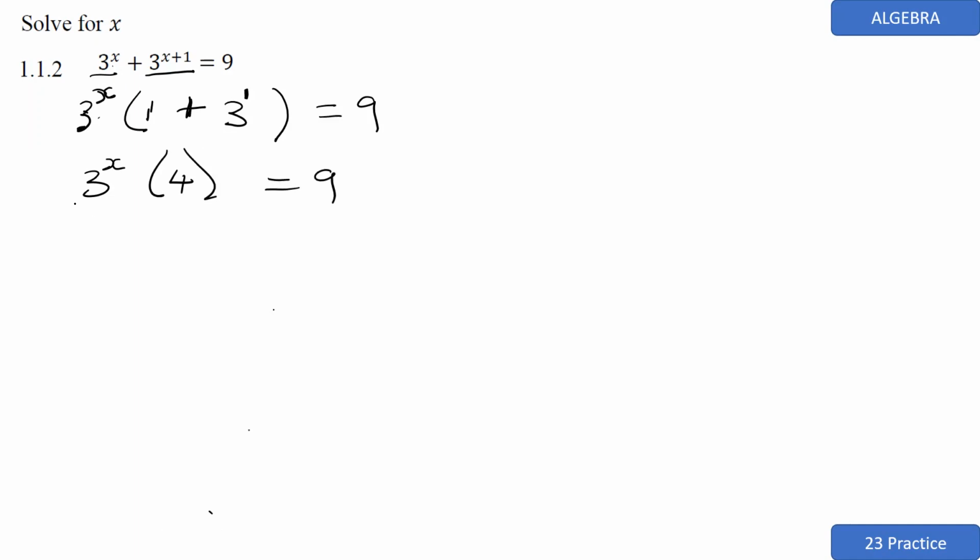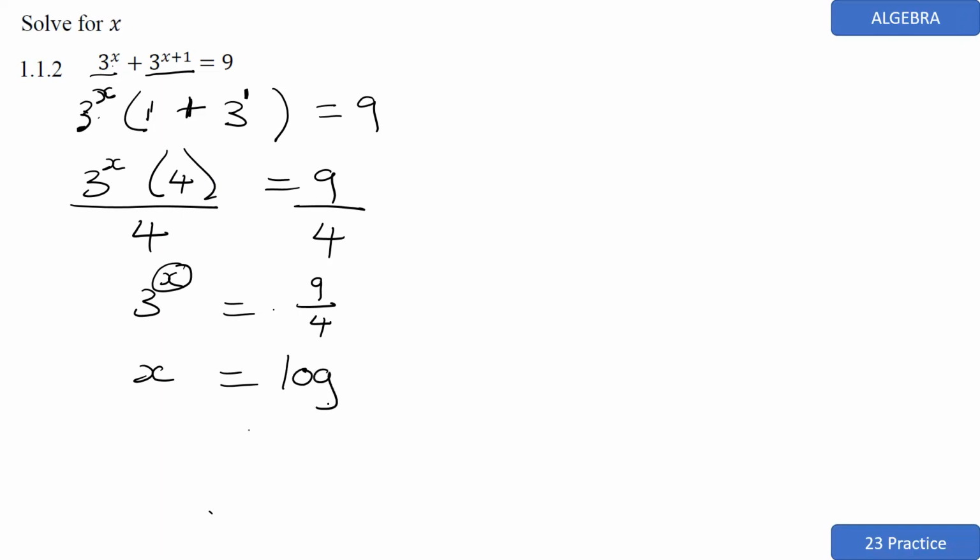If I want to find 3 to the power x, I'm going to divide both sides by 4 thirds, and I get 3 to the power x is 9 over 4. Normally, I'll say make the bases the same, but that I cannot do. So to solve for an exponent, you introduce a log. So we will say x is equal to log, remember, the base is 3, of 9 over 4. You will now take your calculator out and type in log 9 over 4 base 3.